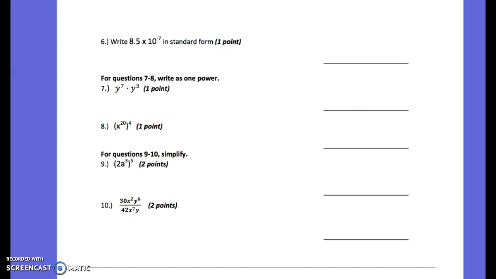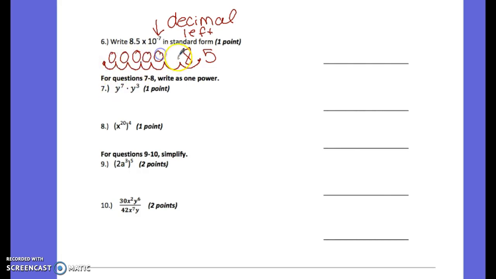Number 8, write it in standard form. Since it's a negative exponent, you have to make it a decimal. So you would go left. So if I started at 8.5, I'm going to go left 7. 1, 2, 3, 4, 5, 6, 7. Put in my zeros. So I have point 0, 0, 0, 0, 0, 0, 8, 5.